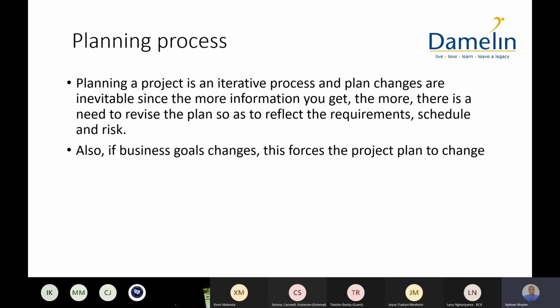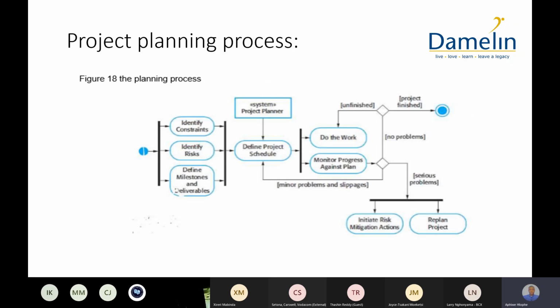And the planning process is an iterative process, which means you repeat certain things up until the requirements are satisfied. You can see in this particular slide, they show this process in the form of a diagram. So what happens is that you start off with your planning and you identify your constraints, you identify your risk, you define your milestones and the deliverables, okay? So once you know which particular, and you can use the WBS, the work breakdown structure tool, to identify what kind of milestones or deliverables that you want in your project.